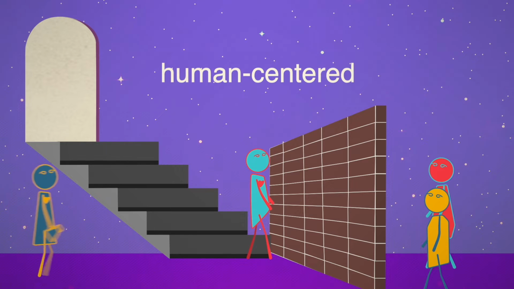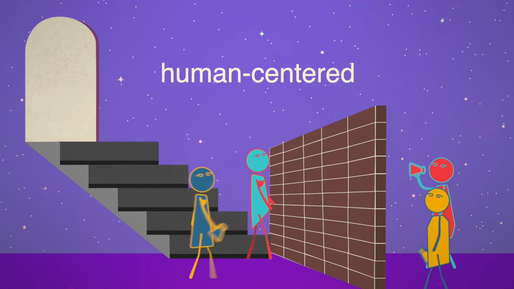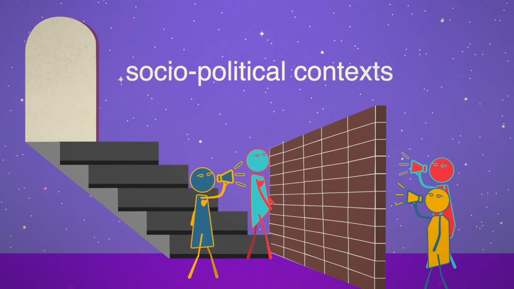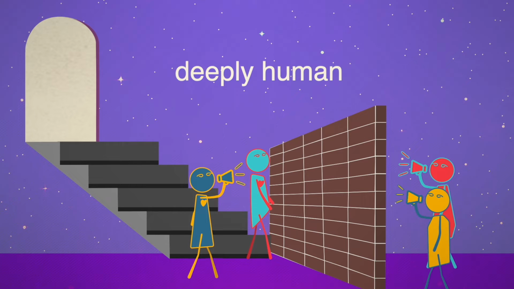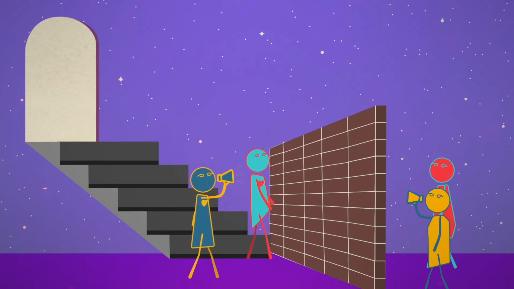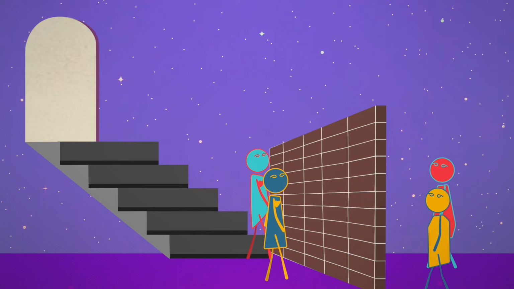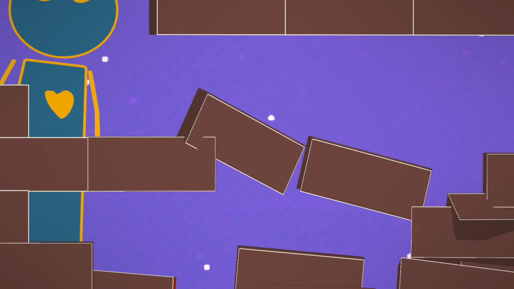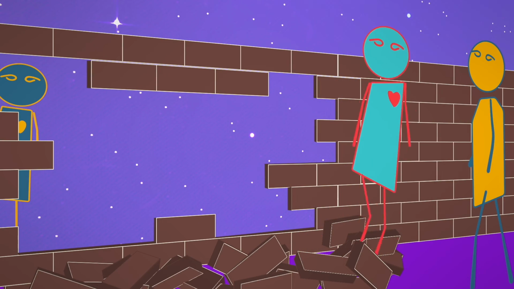Despite this human-centered approach to innovation, design thinking has been critiqued for ignoring the complex socio-political contexts that are, of course, deeply human. In response, emerging design methodologies have been developed that not only innovate within these socio-political contexts, but that seek to counter inequity and design for human flourishing.